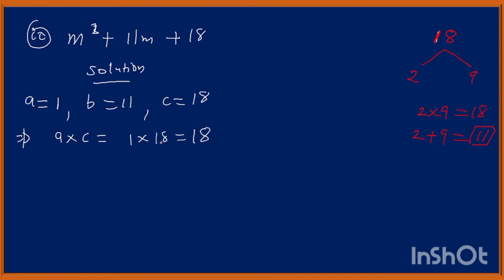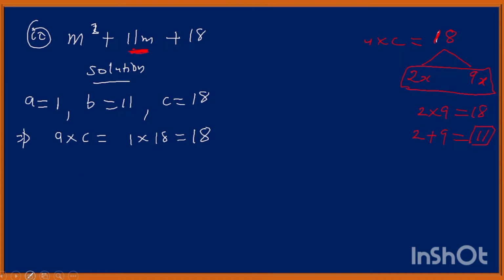As you can see, 11 is the value of b, and 18 is our a times c. There are so many factors of 18: 1 is there, 9 is there, 2 is there, 3 is there, 6 is there. But your aim is to look for the pair that, when you multiply them together, gives you 18, and when you add them together, gives you the value of b. So we have 2 and 9. We will replace the second term, which is 11m, with these two.